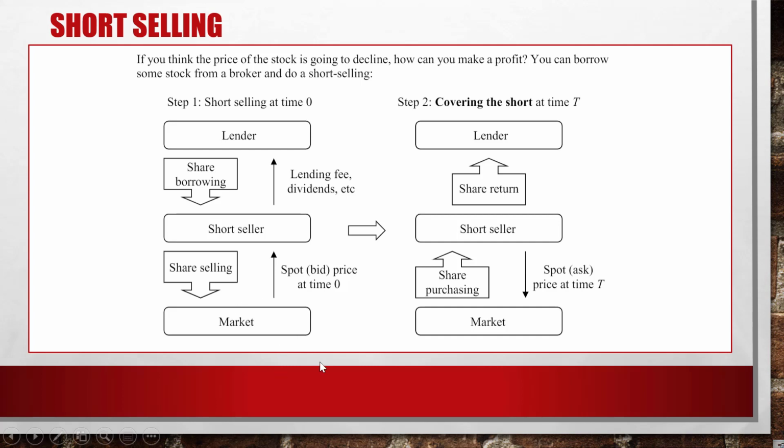Later on, you buy back the stock from the market at a lower stock price at T, and return it to the lender so you can capture the profits, which is the gap between S0 and ST. So here you sell at S0 and then you buy back at the price at T. So you make a profit of S0 subtract ST, ignoring the interest received by investing S0.